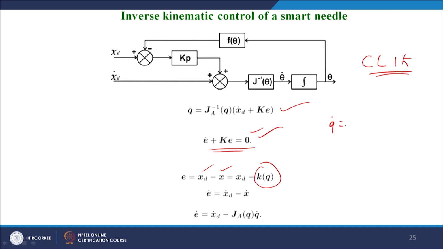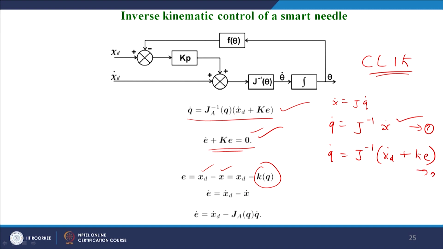Because Q dot equal to J inverse X dot. From the inverse kinematics point of view, we know that X dot equal to J Q dot, from which Q dot is this one. Likewise, the control law is given by Q dot equal to J inverse into (X_D dot plus K E). So, equating, say this is equation 1, this is equation 2, equating 1 and 2 we get E dot plus K E equal to 0, which is a first order differential equation, which proves that this control law is a stable control law.